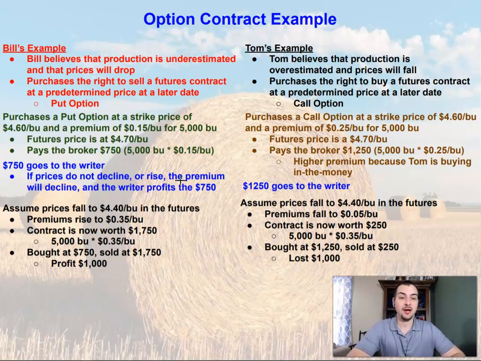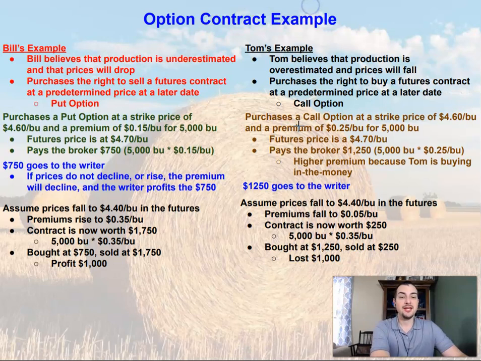Now we get into Tom. Poor old Tom over here. He believes that production is overestimated. He thinks that prices are going to fall. So he purchases the right to buy a futures contract at a predetermined price at a later date. Because he thinks that prices are going to fall, he's actually engaging in a call option.